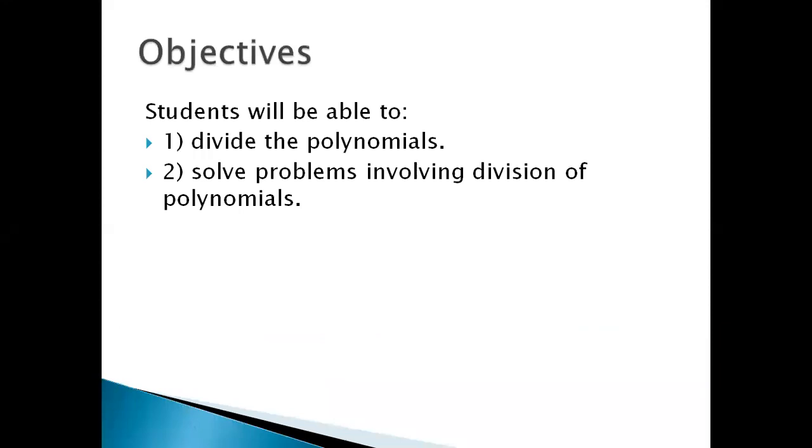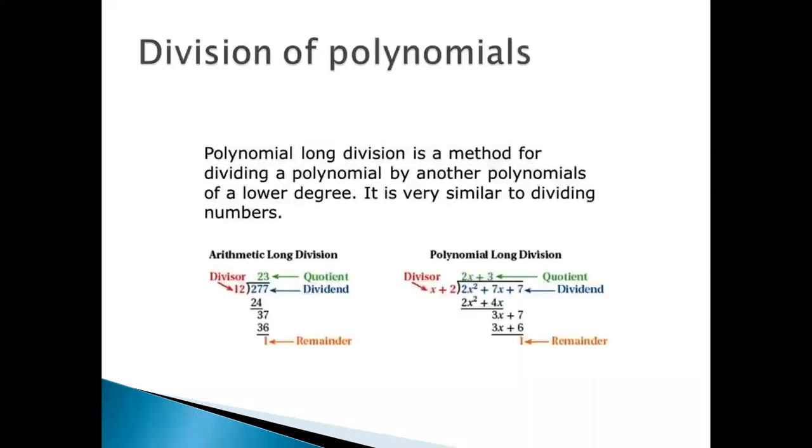By the end of this lesson, you will be able to divide polynomials and solve problems involving division of polynomials. The division of polynomials is the same as dividing numbers. The number which is to be divided is the dividend, and that by which we divide is the divisor. The answer of division is the quotient, and the number which is left over is the remainder in division of numbers. The same goes for the division of polynomials.